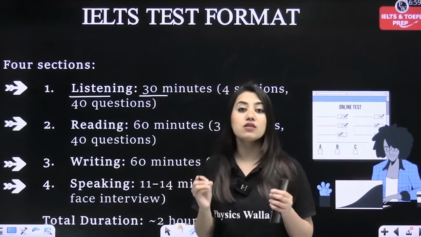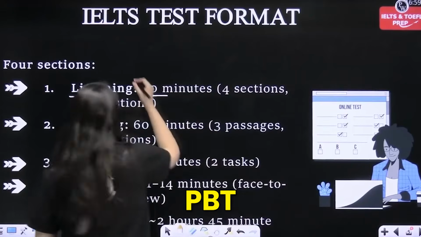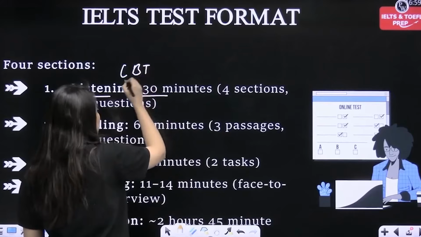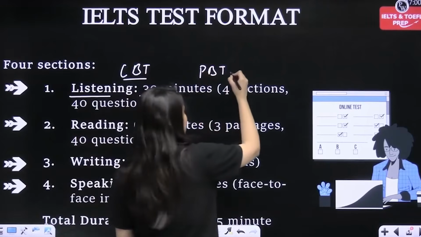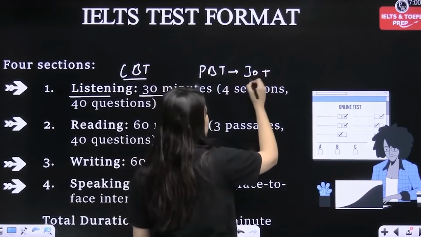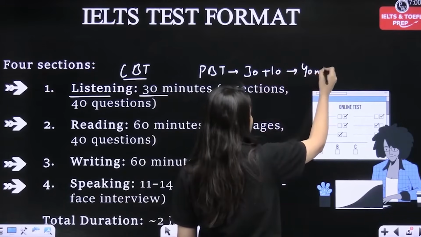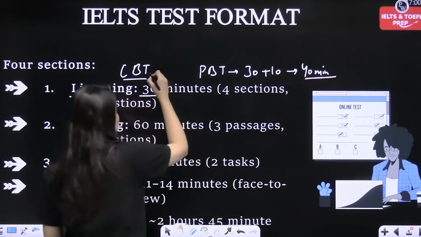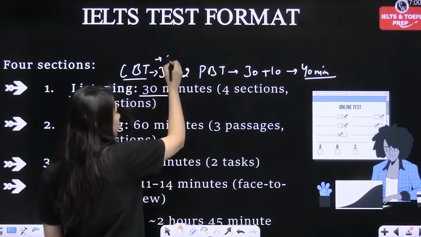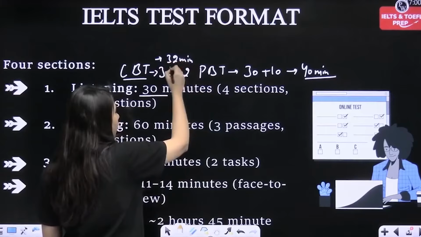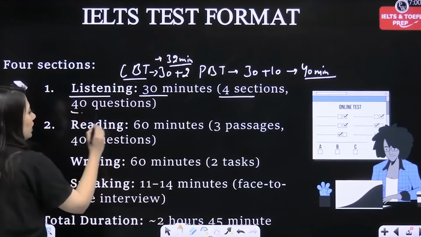You will also see that IELTS is written in 2 modes. First is CBT, another one is PBT. If you go for PBT, which is paper based test, you get 10 minutes of additional time along with your 30 minutes of audio, so your timing becomes 40 minutes in total. On the contrary, if you go for CBT, which is computer based test, along with the 30 minutes you will only get 2 minutes extra, which makes 32 minutes total for your listening test. It has 4 sections and 40 questions.